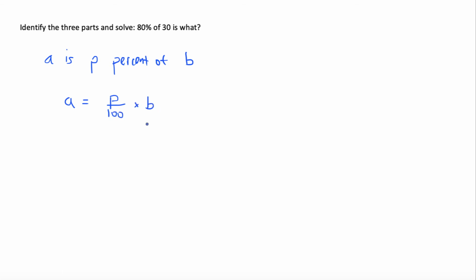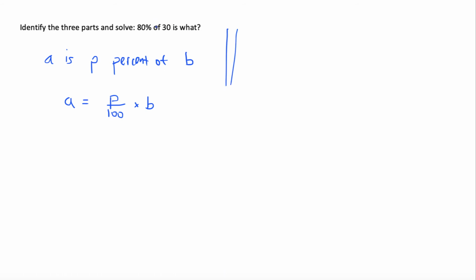This is the formula. So essentially your job then is to identify the three parts, which part you're actually trying to solve for, and then work backwards and get the result here. And you're going to be careful with the wording as well. So A is P percent of B. You notice that this is not exactly written the same way, but we can rearrange the terms. So let's do that.